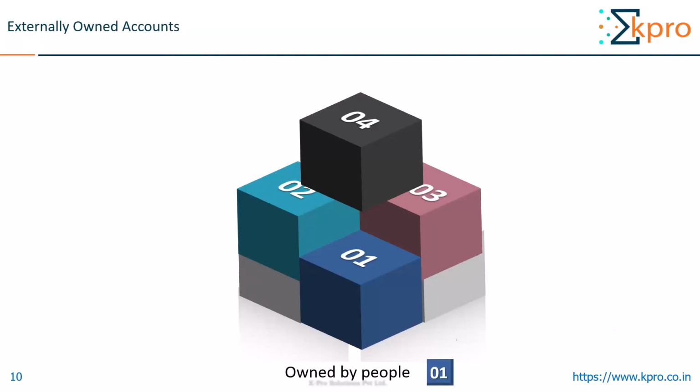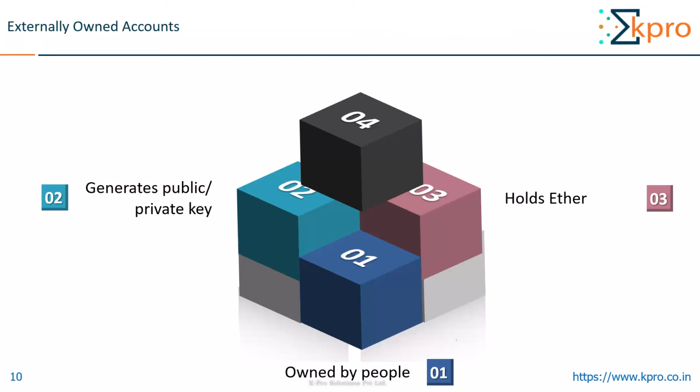So these are the accounts owned by the people on Ethereum. When such an account is created by an individual, a public and private key is generated. The private key is kept safe with the individual, whereas the public key is broadcasted in the network. These accounts hold Ether in their balance and do not have any code associated with them. They can execute transactions with other externally owned accounts and can also execute transactions by invoking functions within contracts.